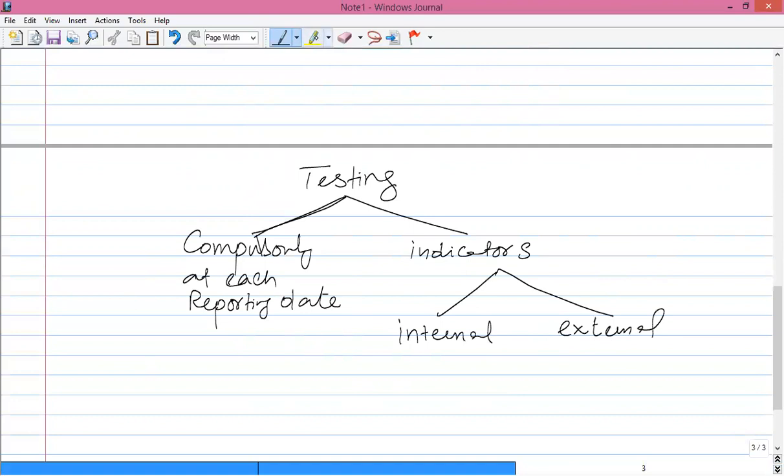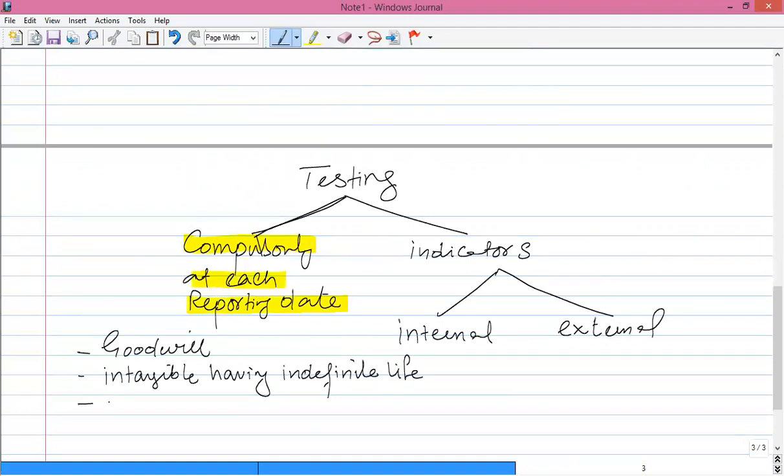Those assets that require compulsory impairment testing at each reporting date are goodwill, and those intangibles having an indefinite useful life, plus those intangibles that are not yet available for use. Means they are in the balance sheet, they have been capitalized, but they are not yet in use.